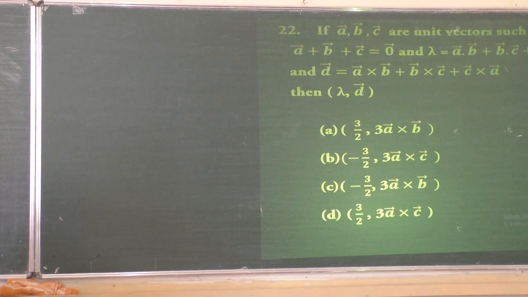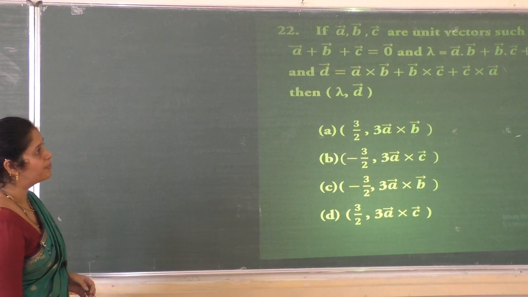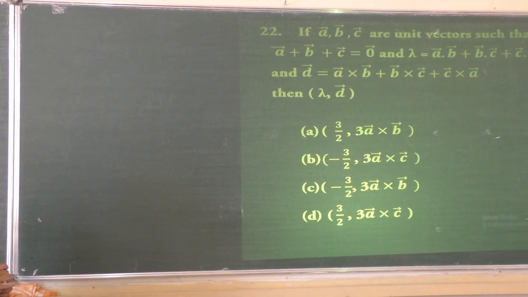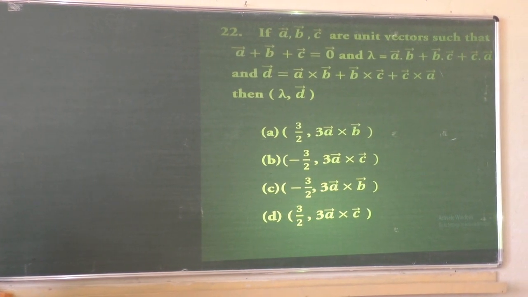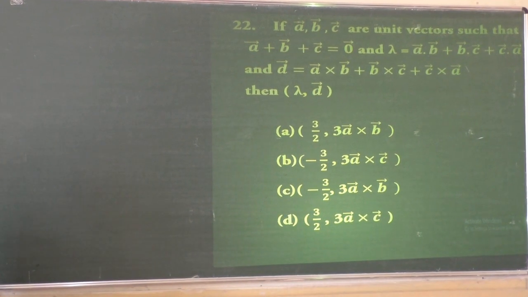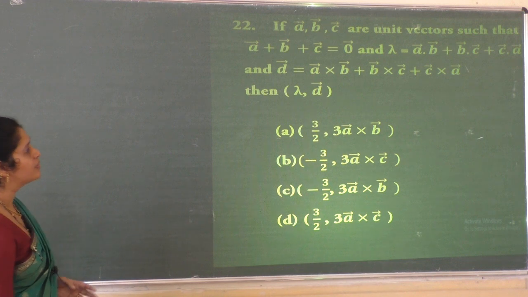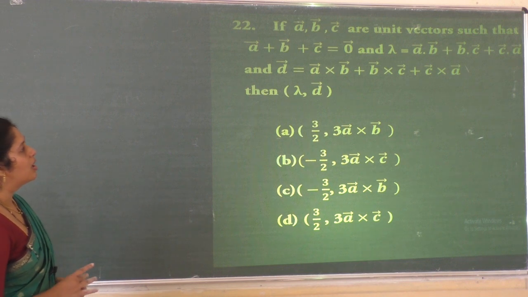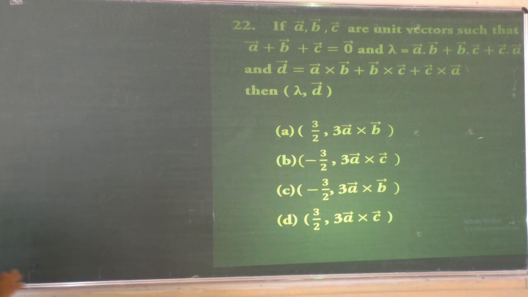Okay, question number 22. Vector A, vector B and vector C are unit vectors such that vector A plus vector B plus vector C is the 0 vector, and lambda equals vector A dot vector B plus vector B dot vector C plus vector C dot vector A, and vector D is vector A cross vector B plus vector B cross vector C plus vector C cross vector A. Then what is that ordered pair lambda comma vector D?